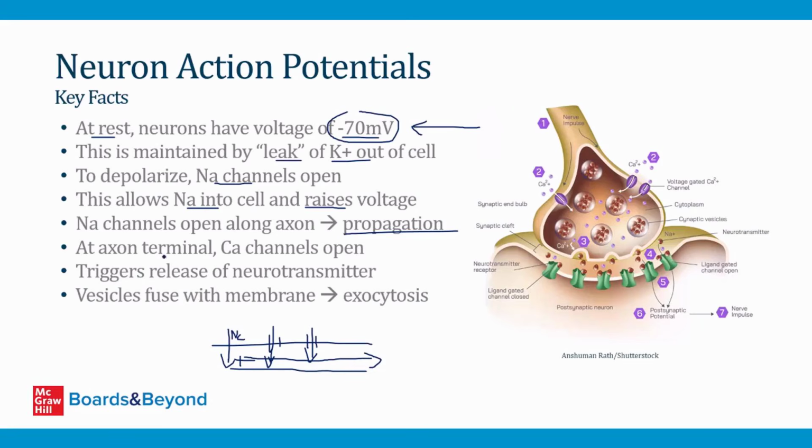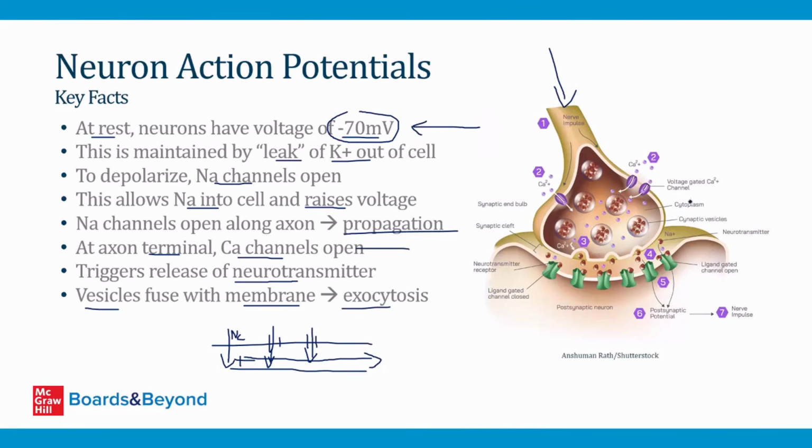At the end of the axon, at the terminal, what usually happens is calcium channels open, and that triggers the release of neurotransmitter. I talk about this in a lot more detail in other videos. Usually there are neurotransmitters stored at the end of the axon inside small vesicles. These are small membrane-bound structures. And when the calcium comes in, the vesicles fuse with the membrane and they release their neurotransmitters. This is called exocytosis.